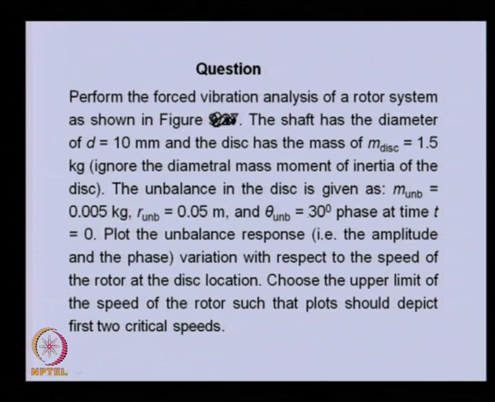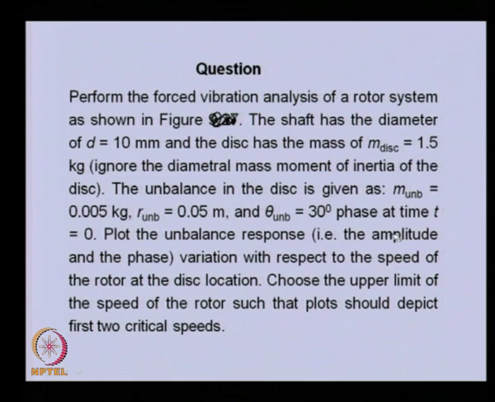Now, we need to plot the unbalance response with speed, that means how the amplitude of the response at one particular location, let us say at the disc location, changes with speed, because we expect that whenever the speed meets the natural frequency, there will be resonance. There we expect very high amplitude of vibration. We even expect some kind of change in the phase information.